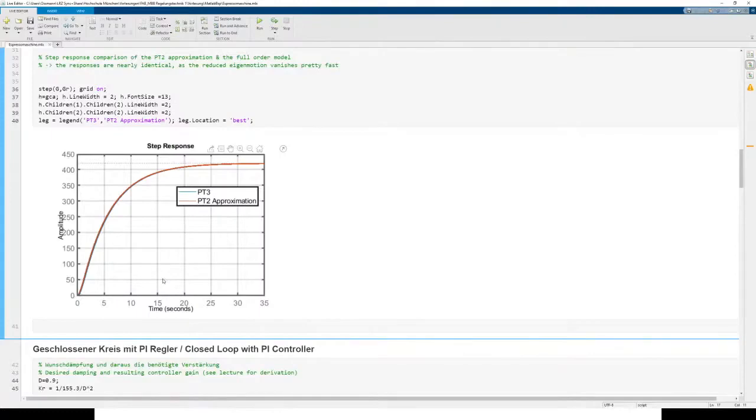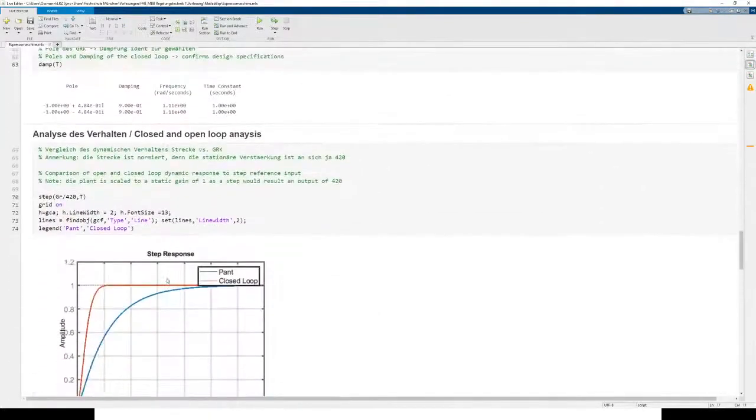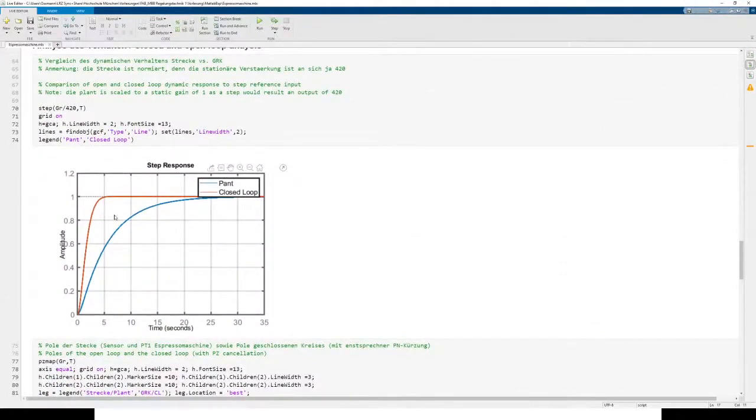Yeah. Okay. And then it's the control design. You can go through it, and this is basically the comparison of the espresso machine without the controller and with the controller, right?